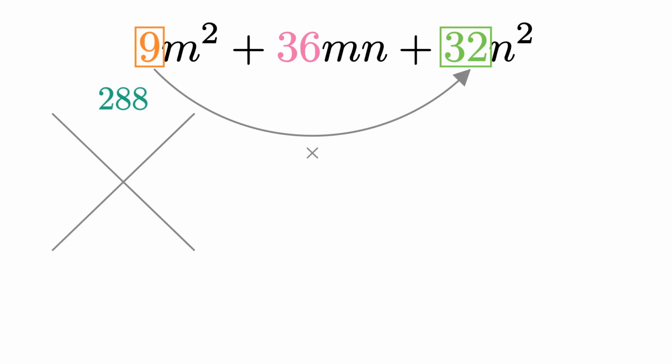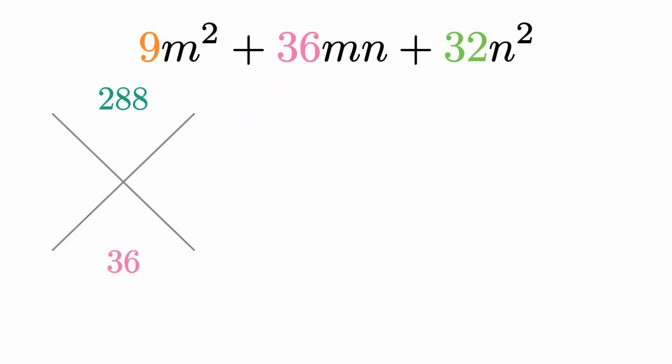At the bottom of our x, we're going to put our middle coefficient, 36. And now what we're going to do is try to figure out what's going to go in the sides of our x. So remember, what we want to do is just focus on the top of our x, which is 288, and see what pairs will give us 288.